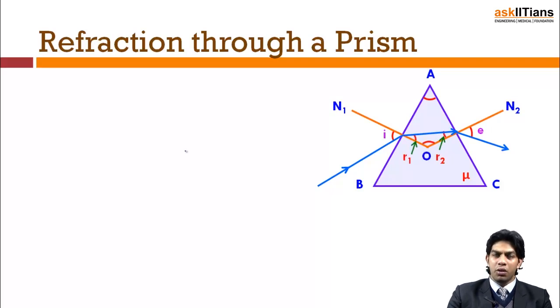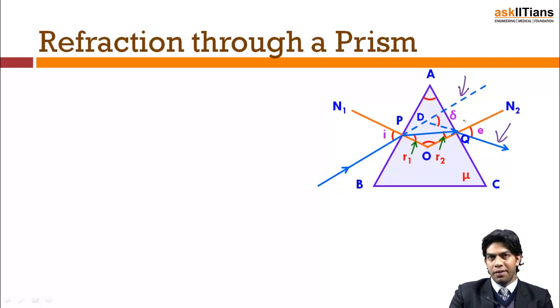Now we'll simply do the geometry associated with it. That is, just try to learn what is the relation between the angles over here. So I've got I, R1, R2, E and A. And delta is the angle of deviation between my incident ray and my emergent ray. That is, I want to calculate how much my incident ray has deviated from its original path.